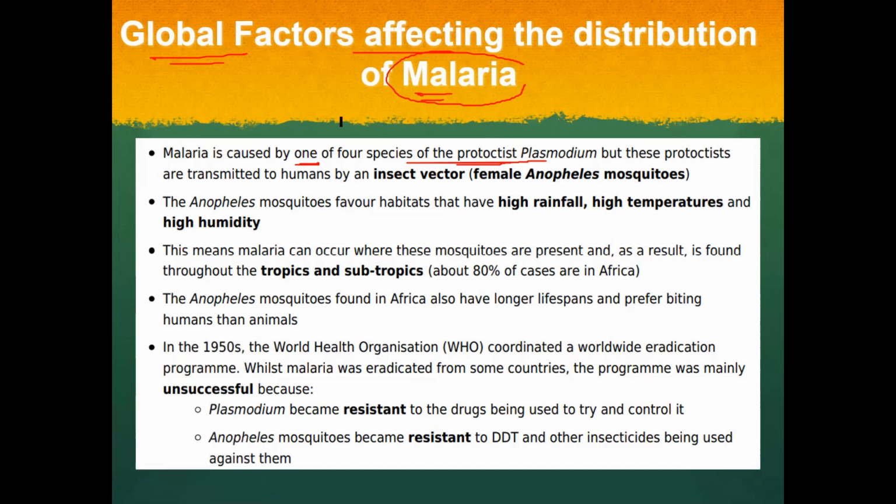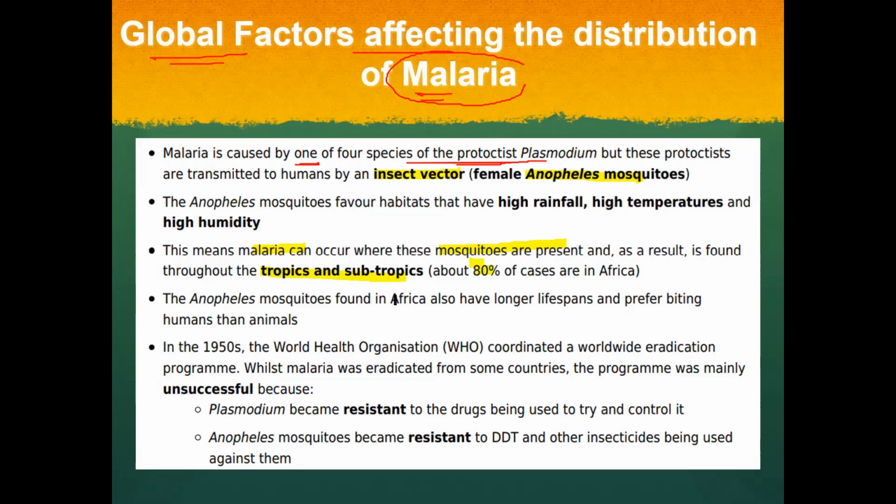But these are transmitted to humans by the insect vector, which is the female Anopheles mosquito. These mosquitoes favor habitats with high rainfall, high temperatures, and high humidity, so mostly the tropics, right? This means malaria can occur where these mosquitoes are present, and as a result it is found throughout the tropics and subtropics. Because 80% of malaria cases are found in Africa.